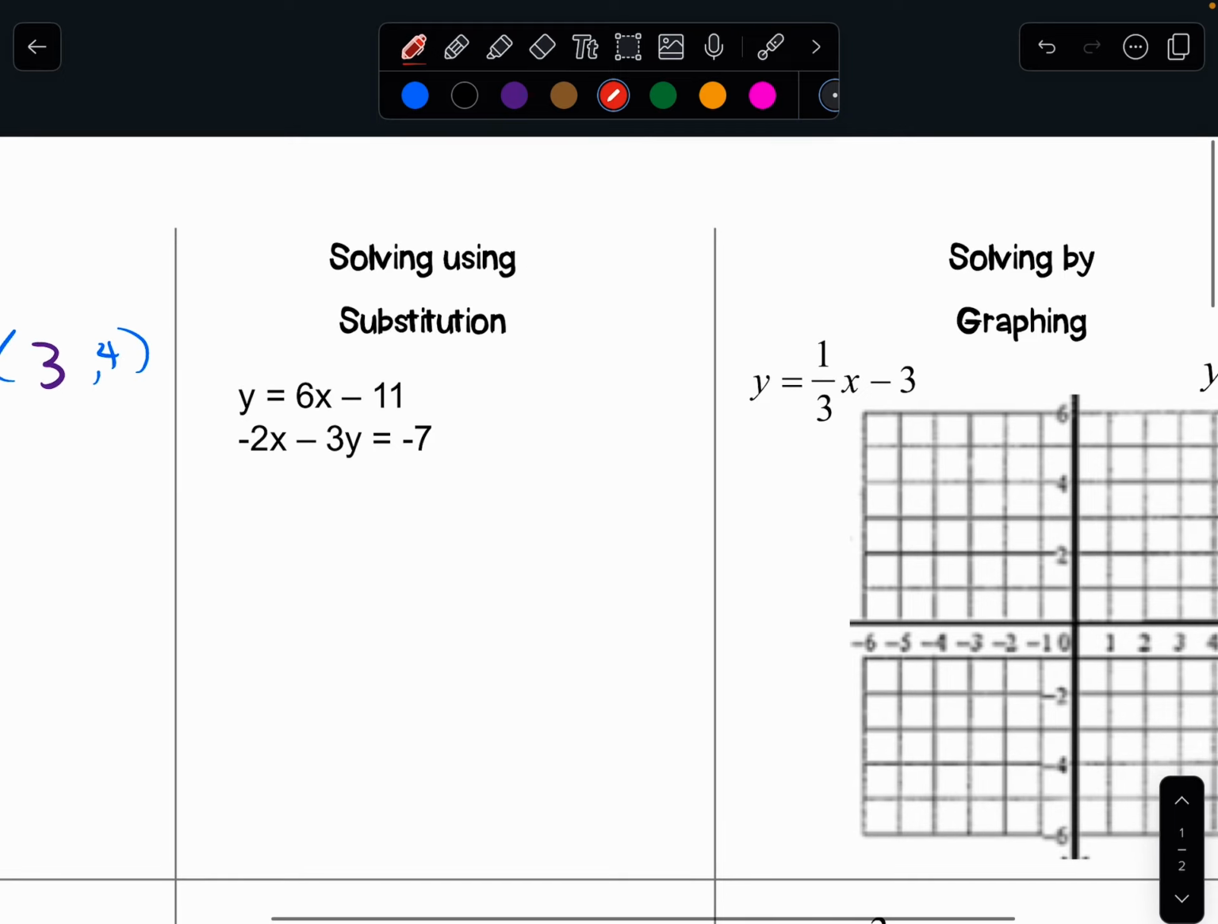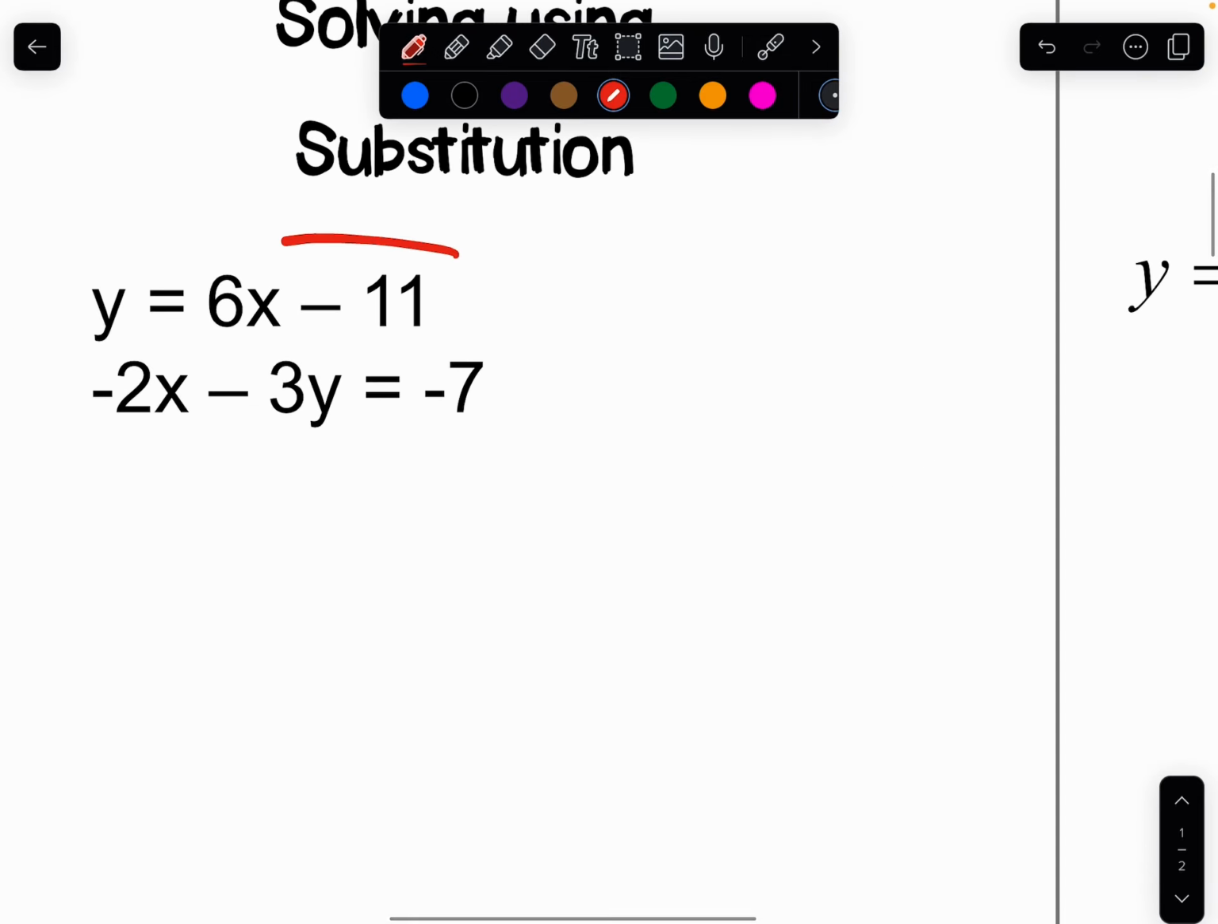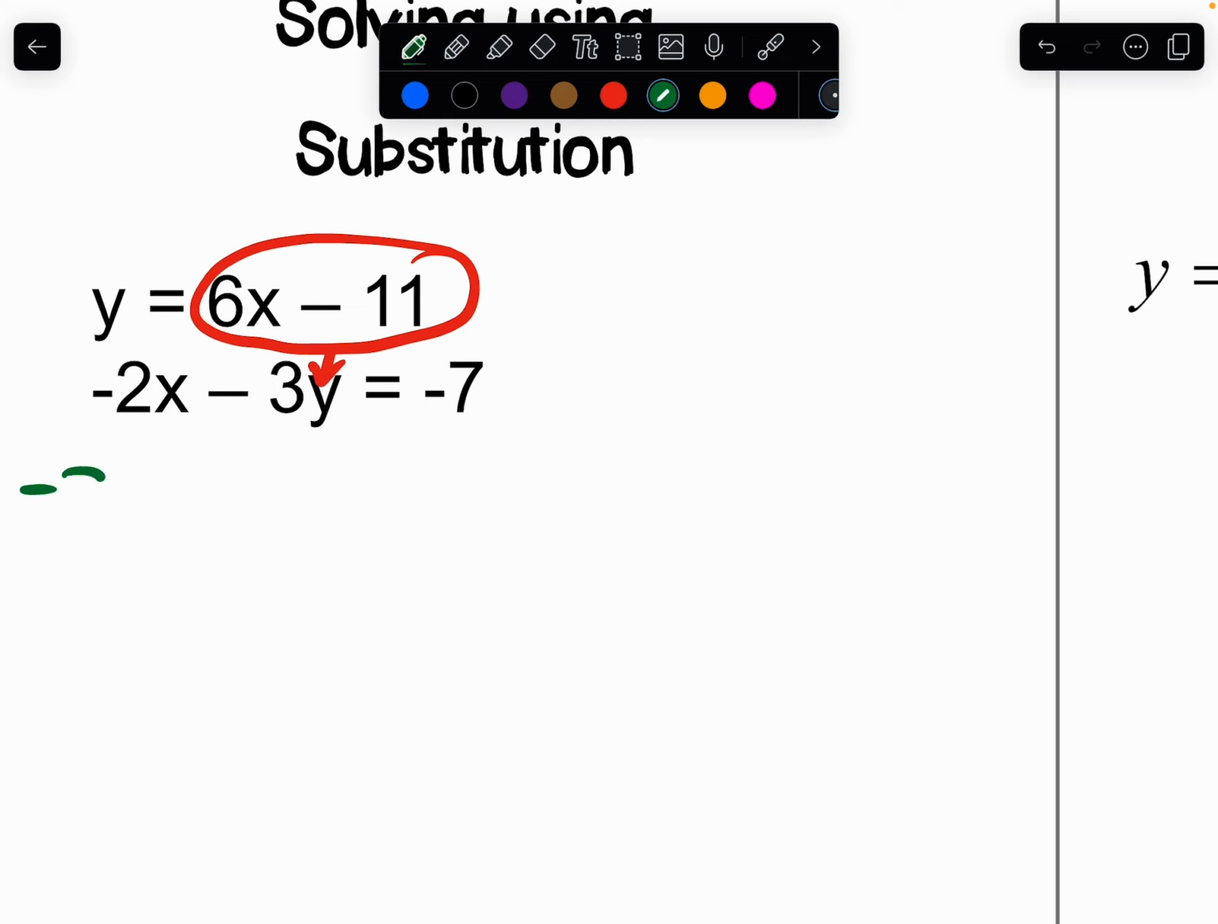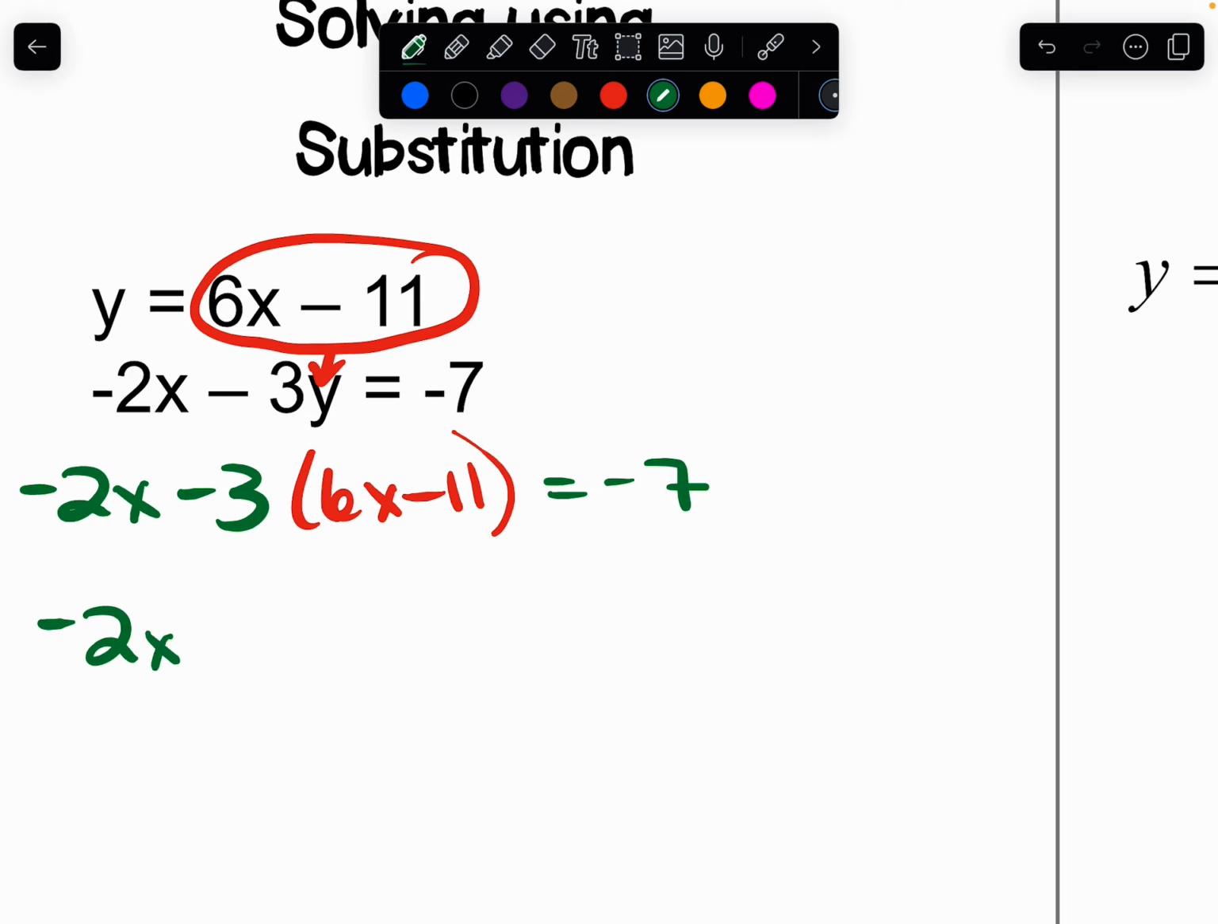Okay, so this one, we're going to do substitution. So I'm going to take this and I'm going to plug it in for this y right here. So negative 2x minus 3, I'm going to replace the y with 6x minus 11 equals negative 7. Negative 2x, I'm going to multiply here, and then I'll get negative 18x plus 33 equals negative 7.